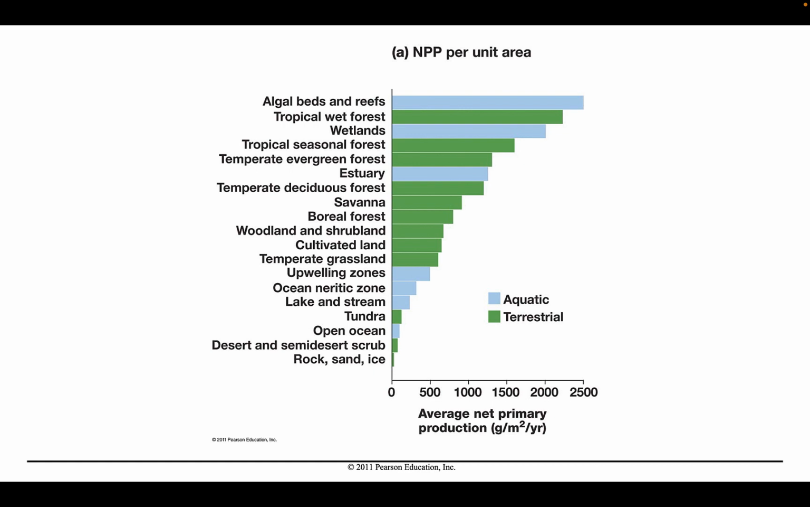Now, here shows net primary productivity per area per year, and some algal beds and reefs can have higher productivity even than rainforests, but tropical rainforests among terrestrial systems, and then certain wetlands can have very high productivity too, all the way down to things like tundra that have very low productivity, but that shouldn't be a surprise because tundra grows in the Arctic and there's a very short growing season.